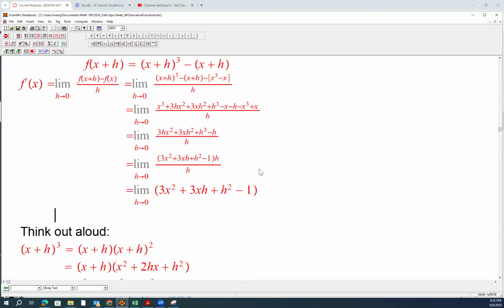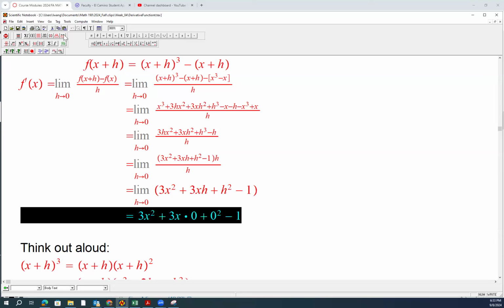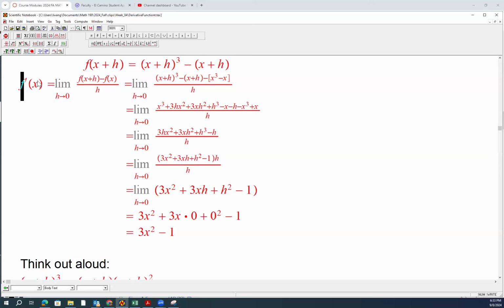Now we can do direct substitution, replacing h by 0. So this will be replaced by 0, and this is replaced by 0. And what do we get in the end? We got 3x squared minus 1 in the end. So that's the derivative. We got our derivative function.